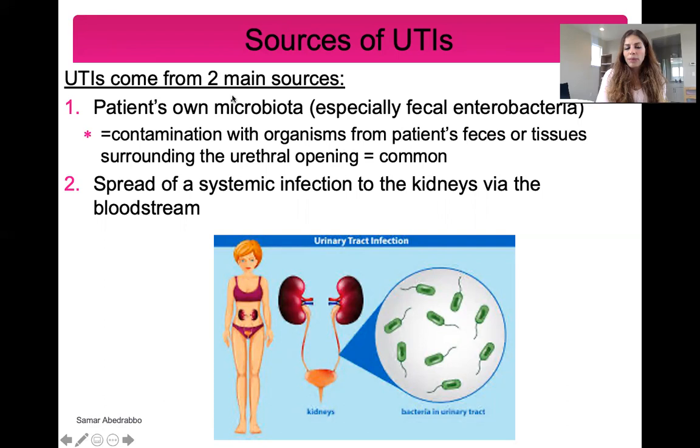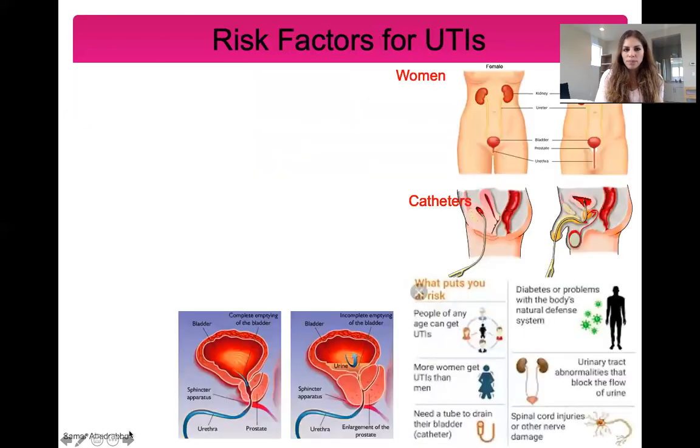And also with the patient's own microbiota, it can quickly spread. So a UTI can be a mild UTI and quickly become a bad UTI and a kidney infection, which is pyelonephritis, because the bacteria can start traveling up. But I want everyone to keep in mind that the most common UTI source is the patient's own microbiota, and then the other one is an infection that comes to the kidneys by the bloodstream.